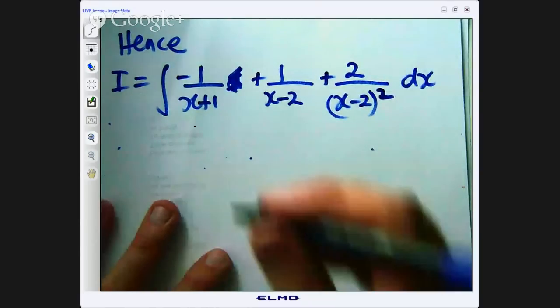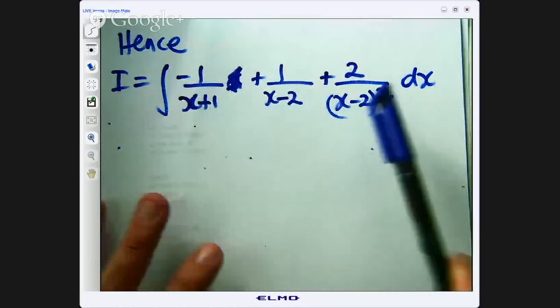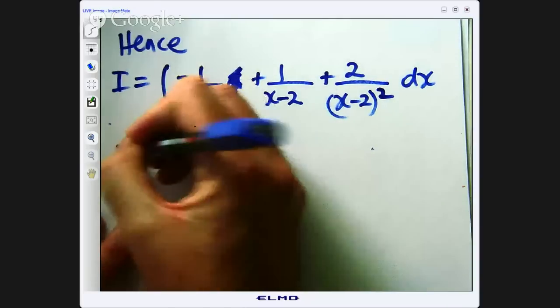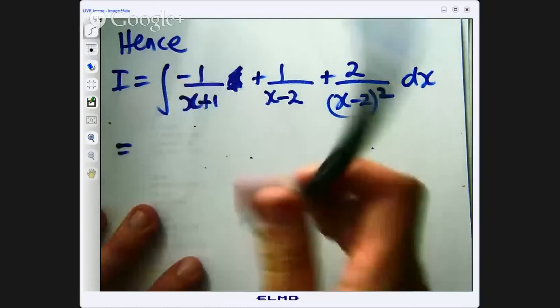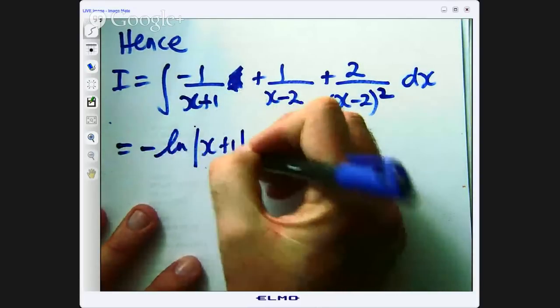Okay, all right, a bit messy. Now this is going to be a log, this is going to be something like negative something on x minus 2. Okay, so let's write that down more precisely. This will be negative log absolute x plus 1.